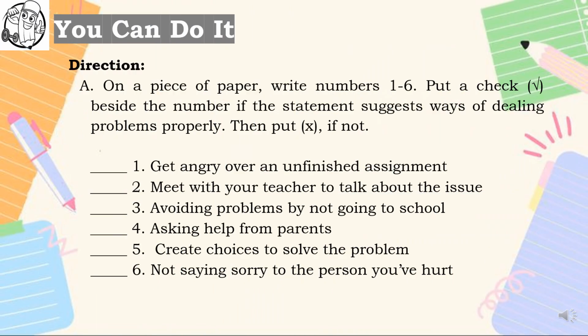For your You Can Do It activity, on a piece of paper, you are going to write numbers 1 to 6. Put a check beside the number if the statement suggests ways of dealing with problems properly, then put X if not. 1. Get angry over an unfinished assignment. 2. Meet with your teacher to talk about the issue. 3. Avoiding problems by not going to school. 4. Asking help from parent. 5. Create choices to solve the problem. And 6. Not saying sorry to the person you've hurt.